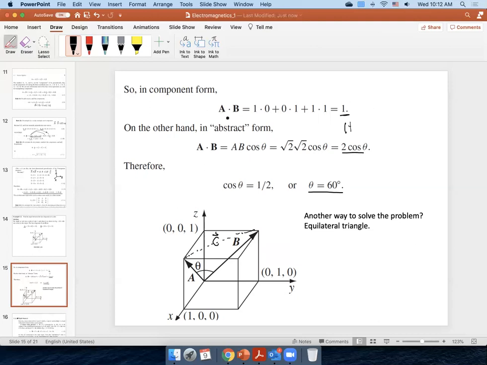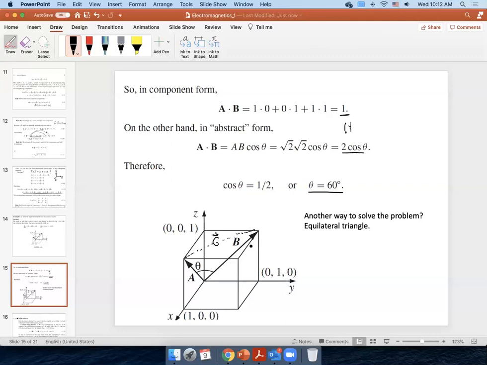And you know 2 times cosine theta equals 1, because these are simply different ways of calculating A dot B. They should equal to each other. So 2 times cosine theta equals to 1. So cosine theta equals to 1/2 or 0.5. Then theta should be 60 degrees. So that's an interesting way of solving the problem. By calculating A dot B in two different ways, you get the value of theta. That's quite interesting.